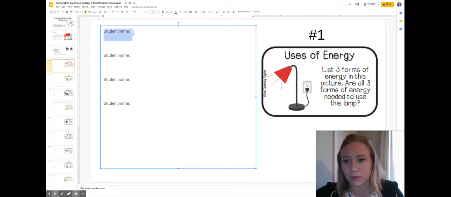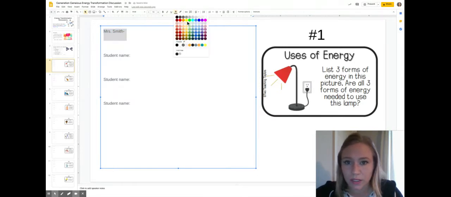So I'm going to go ahead and delete student name. And my first student responding to this is Mrs. Smith. And as mentioned before, I want you to change your font color. So I'm going to go ahead and make mine purple.